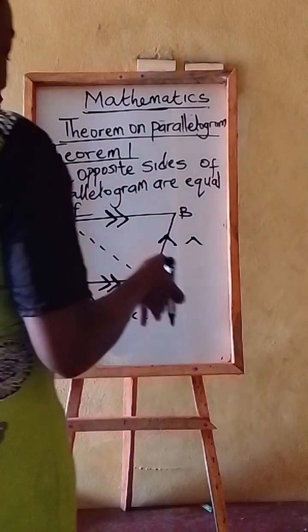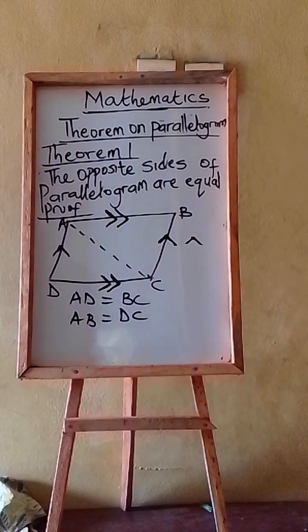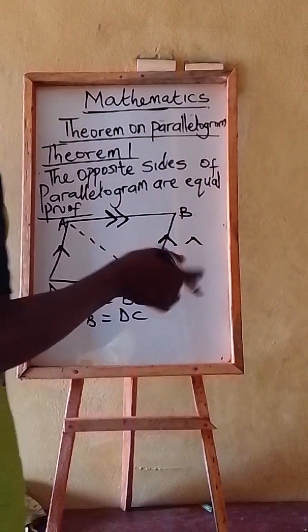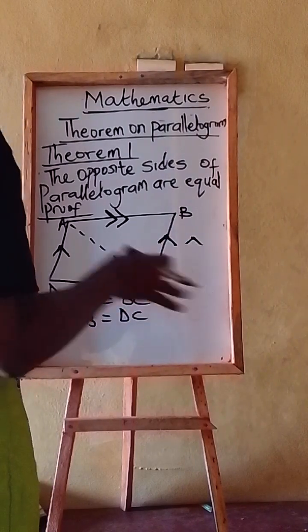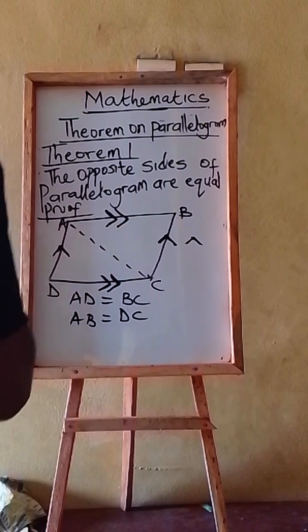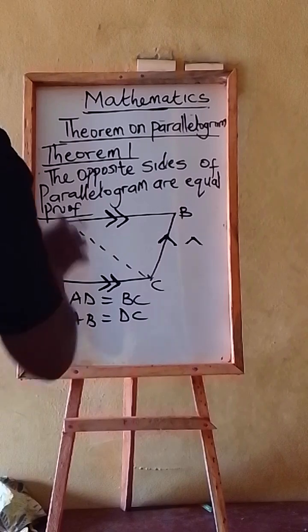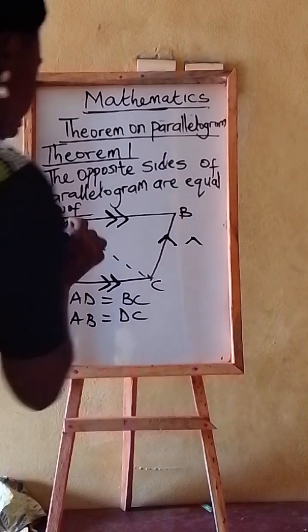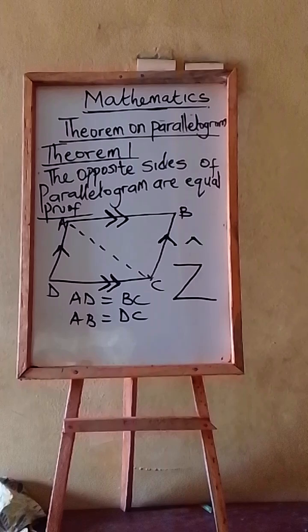Now, if AD equals BC and AB equals DC, what's the next thing to do? Very simple. You start proving, because we want to prove how opposite sides are equal. How this is equal to this and this is equal to this. So how do we prove? We prove by alternate angle.